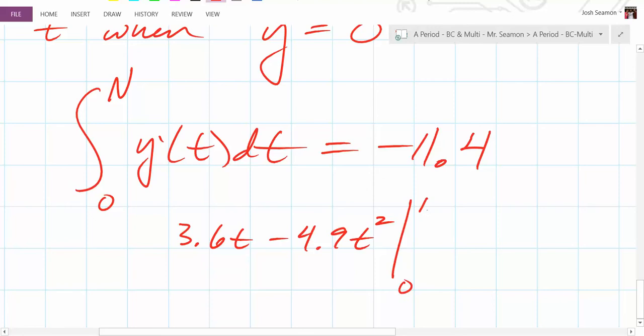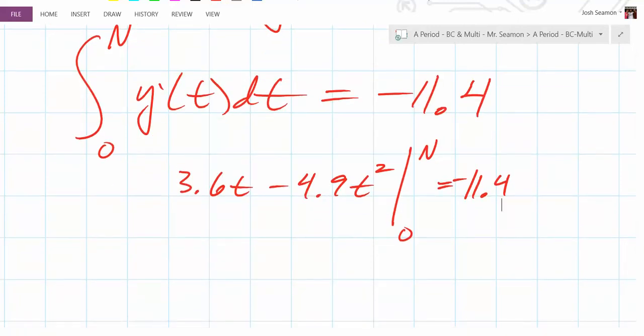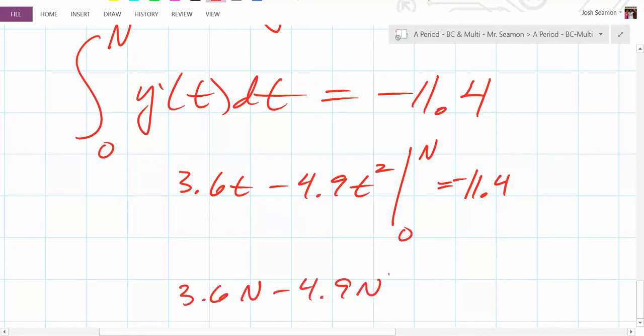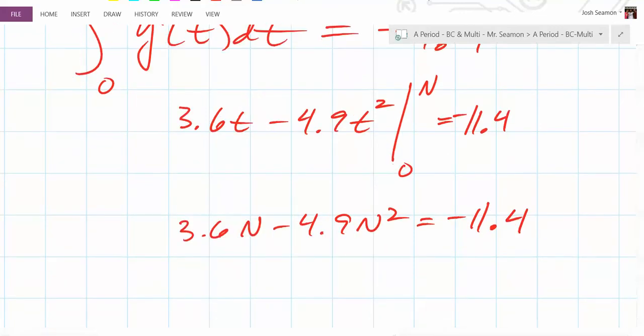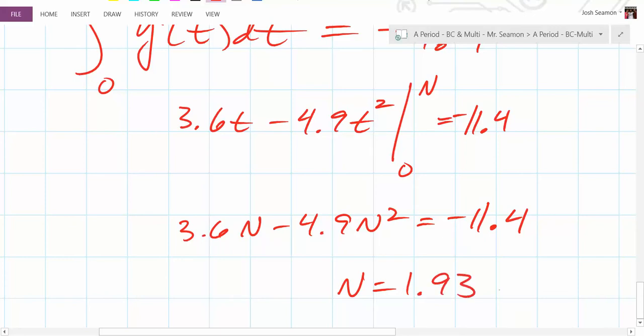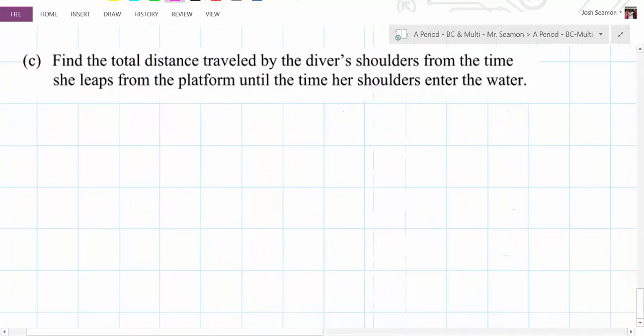From 0 to n. I'm going to call it n. Let's say n is the time it hits the water. It has to equal negative 11.4. Now, what's nice is that you're plugging in 0. When you plug in 0, you get 0. So you end up with 3.6n minus 4.9n squared equal to negative 11.4, and then you have a quadratic that you solve for n. And that's going to be 1.936.